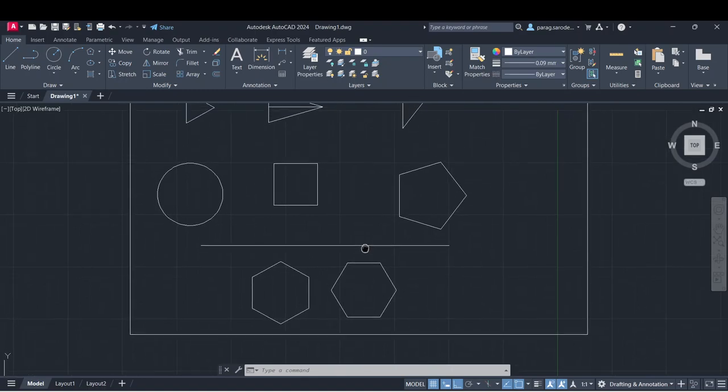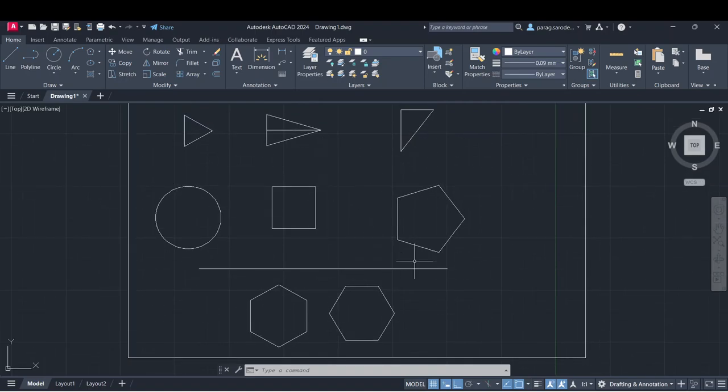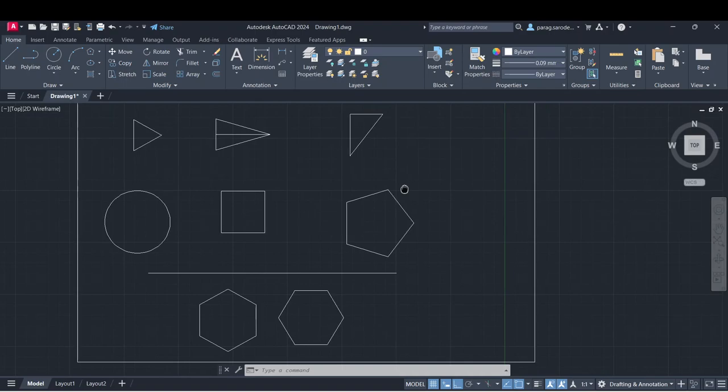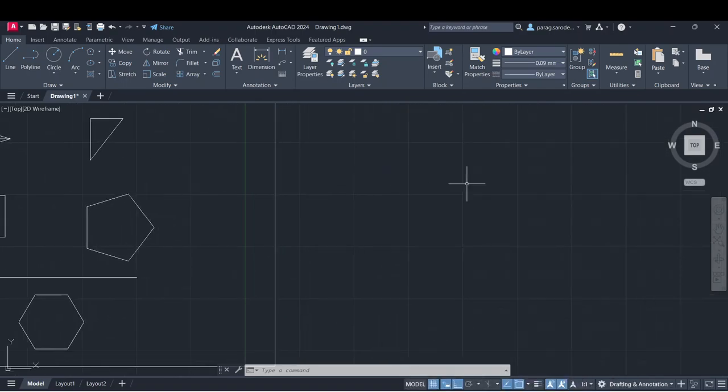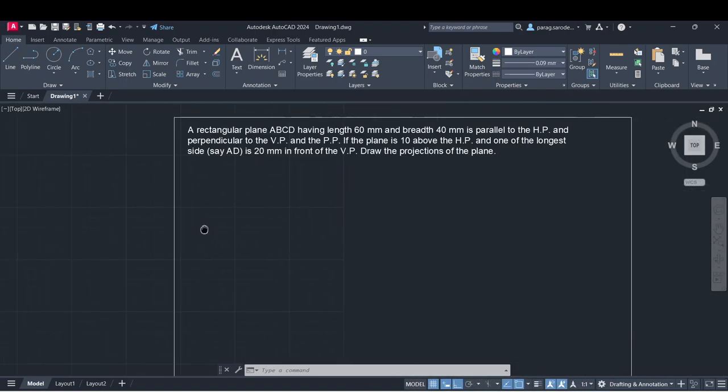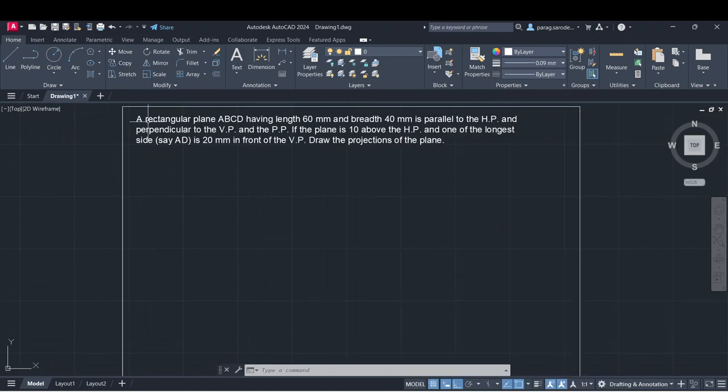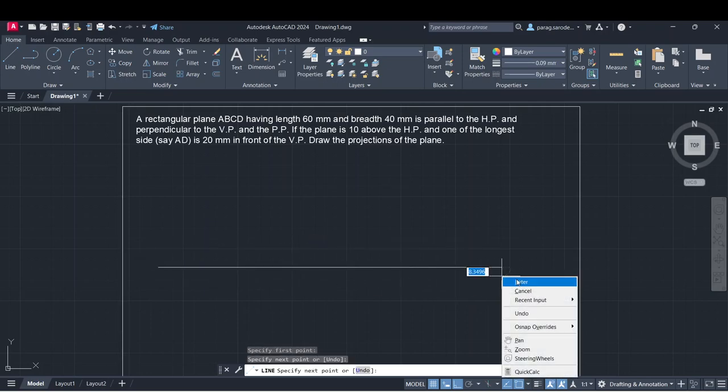Yes, sir. Okay, so we will have to also give the naming to this. I will discuss the annotations in due course. Okay, so let us look at the first question, in which I have considered the rectangular plate. We will draw the XY line.